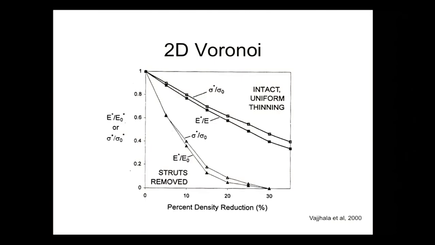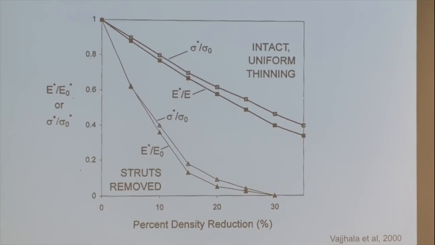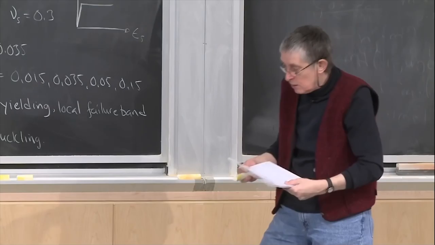So this is the same sort of thing, just plotting the strength and the modulus on the same plot. You can see the shape of the curves is very similar. The modulus is a little bit more sensitive than the strength. And here we are thinning, and here we are removing the struts. Okay, and then the next step was that we made a model that was more similar to bone. So let me write down the notes for this, and then we'll do the one that's more similar to bone.